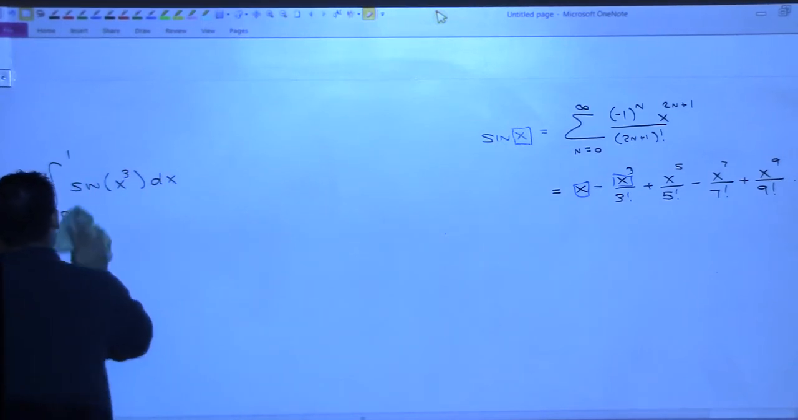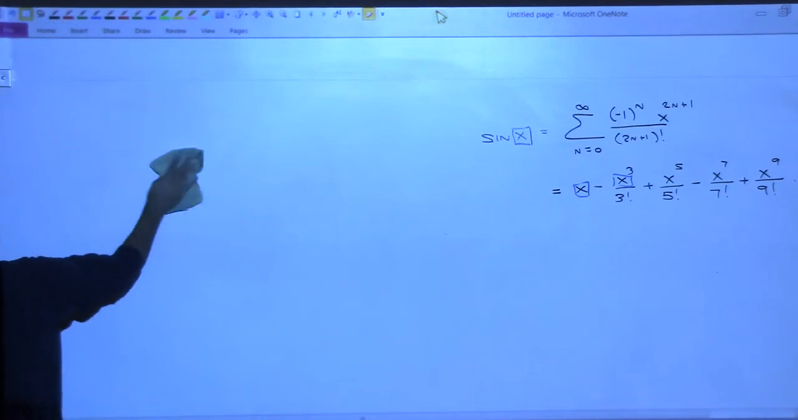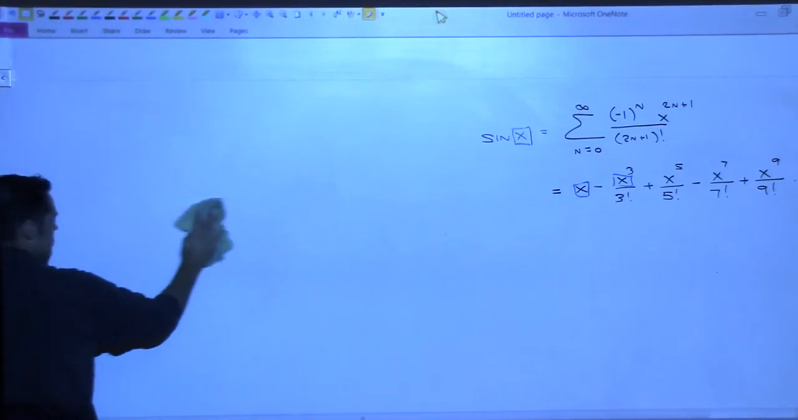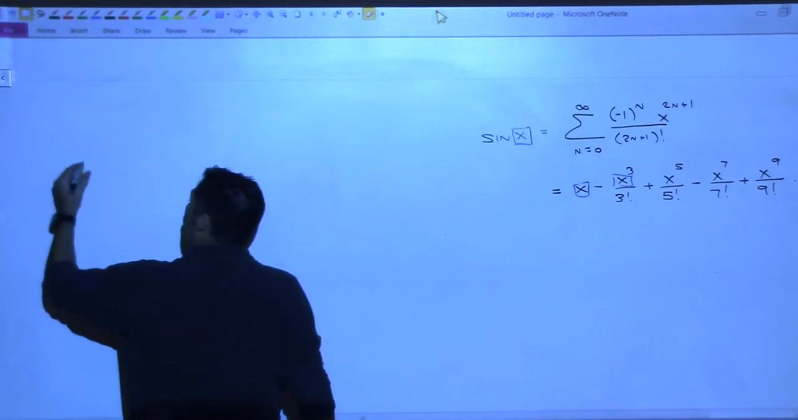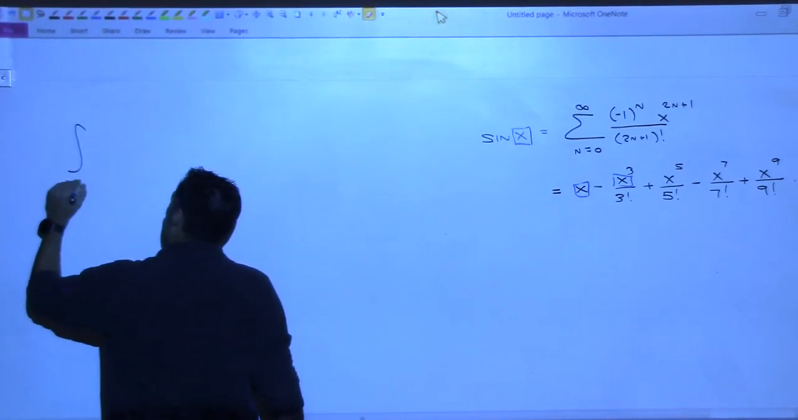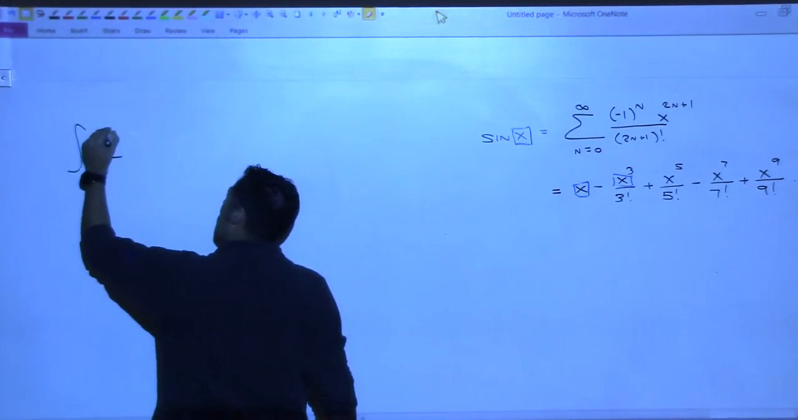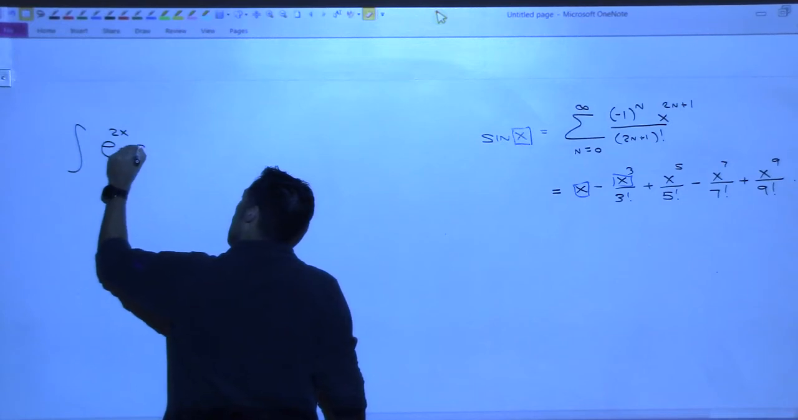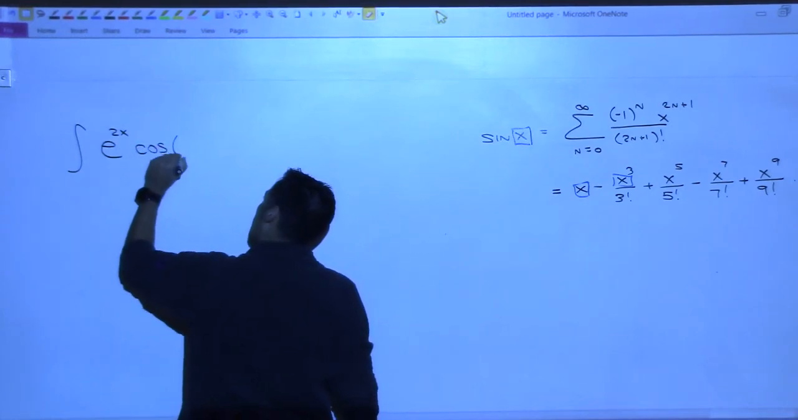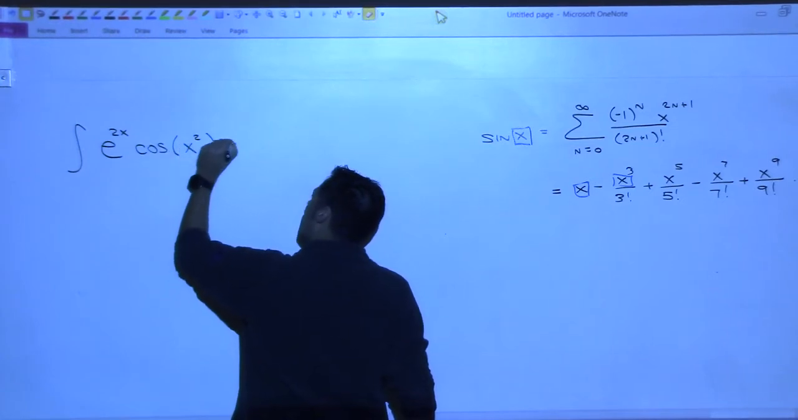So I want to do another one of these, but this is going to lead us into the next topic that I did not cover in 8.7 that we need to discuss. All right? So how about we do this? How about if I ask you to find the antiderivative of e to the 2x times cosine of x squared dx.